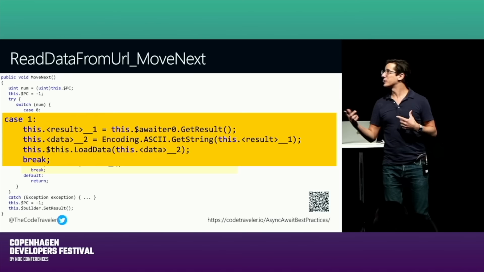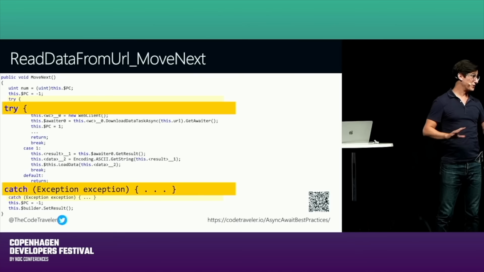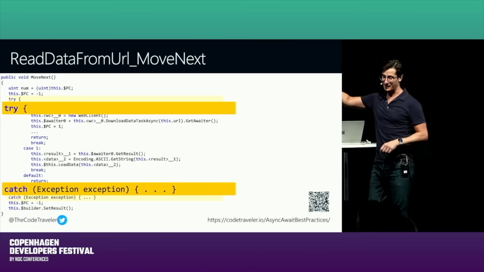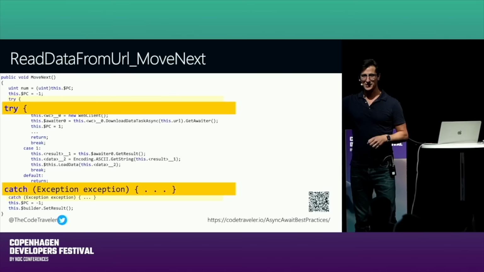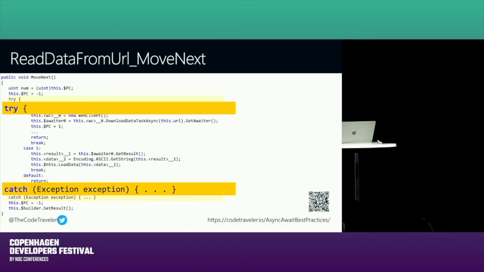Now, the other weird thing inside of move next is this try catch block. And I guarantee you everybody in this room, if you've written async await code, you've been burned by this try catch block, myself included. And what's weird about this is I didn't write a try catch block, right? There's no try catch block in my code. This is all auto-generated for us, and it's always auto-generated for us.